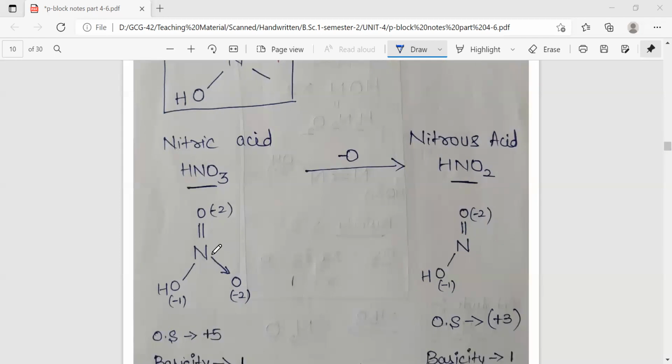Why is the double bond not present here? Because nitrogen can never be pentavalent. The maximum covalency of nitrogen is always 4. That is why the coordinate bond is present.